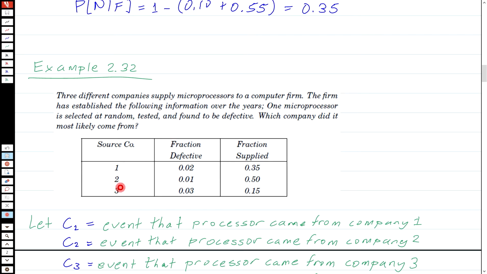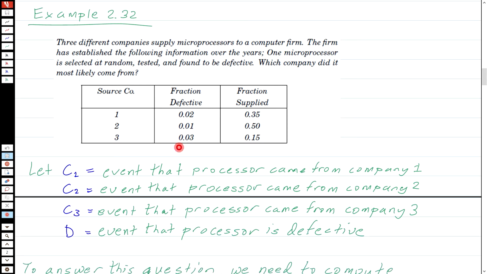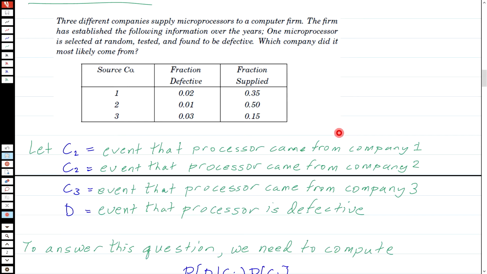So we have three source companies. For source company 1, the fraction of defectives is 2%, and they supply 35% of the microprocessors. Source company 2, fraction defective is 1%, and they supply 50% of the microprocessors. And source company number 3, fraction defective is 3%, and they supply the least to the company, and justifiably. Presumably the company still buys from these people probably because their microprocessors are cheaper and they can live with the higher fraction defective. So let's define some events.